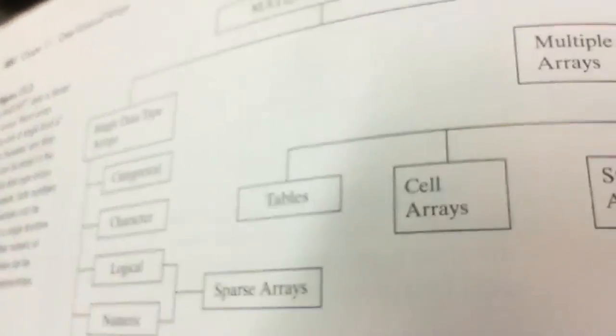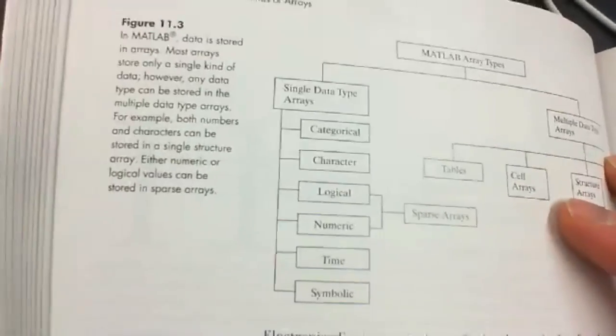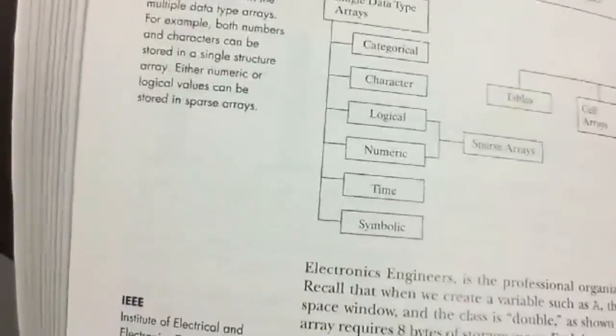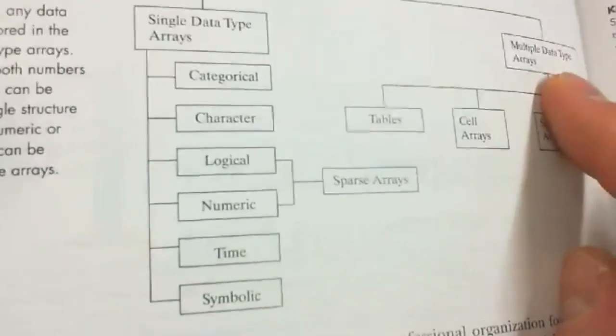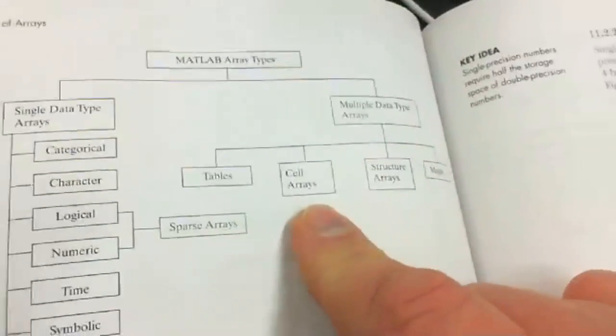Now on the next page, we have MATLAB array types. You can have different types of arrays. Well, what's the difference? And what kinds of arrays can you have? Here you can see there's single data type arrays that can be categorical, character, logical, numeric, time, symbolic. And you can also have sparse arrays over here. And then you can have multiple data type arrays in the form of tables, cell arrays, structure arrays, and maps.